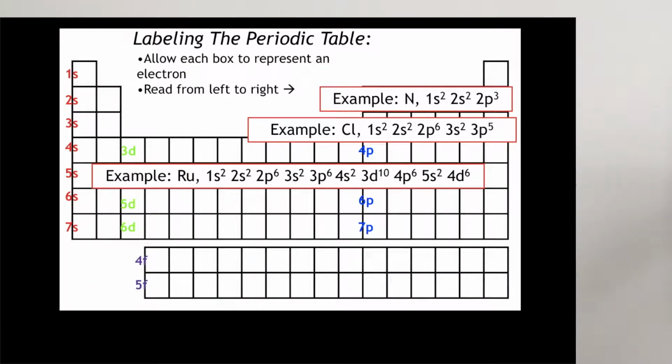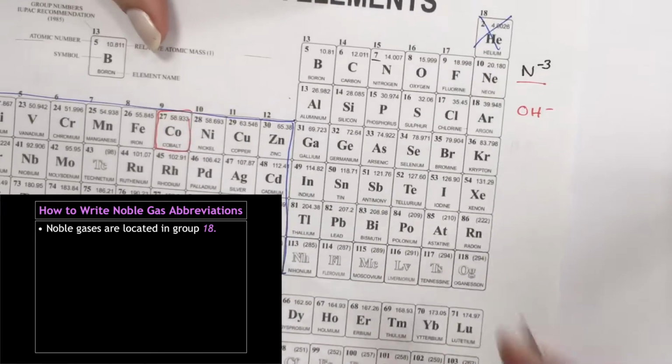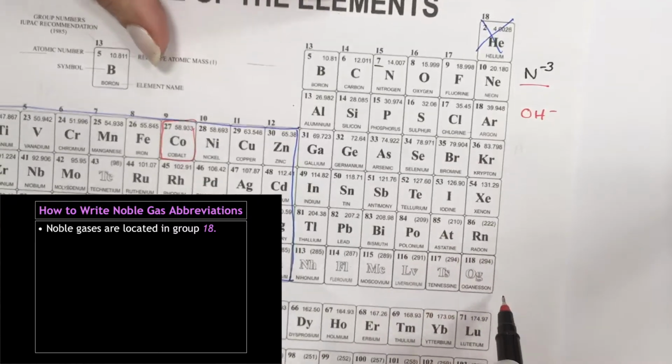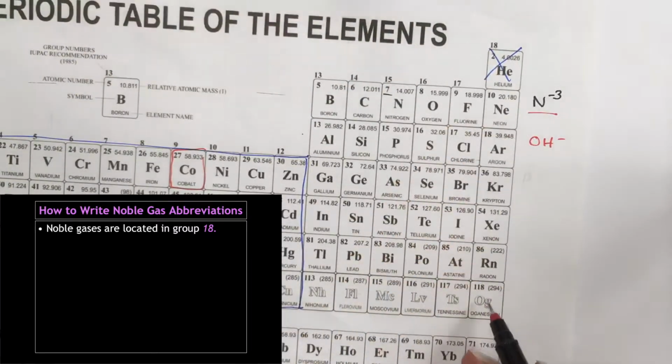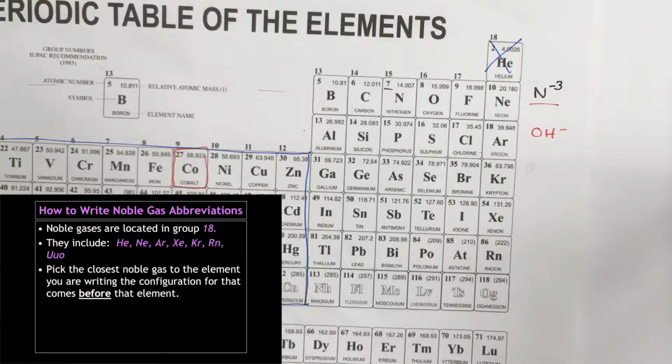So electron configuration, here's some examples. We went over how to write it in the last lesson. It was a long lesson, so we're not going to go over this again. But noble gas abbreviation, so here's the new stuff, okay? Noble gases are all located in group 18. We know this, okay? We've known this since before you even saw me. You knew these were noble gases, and this is group 18. That's what they include.